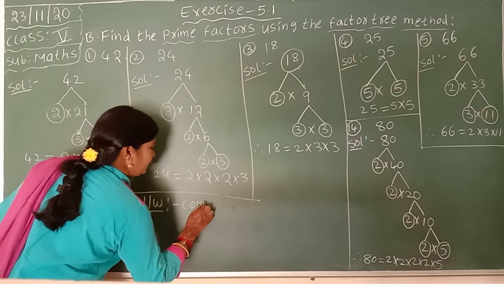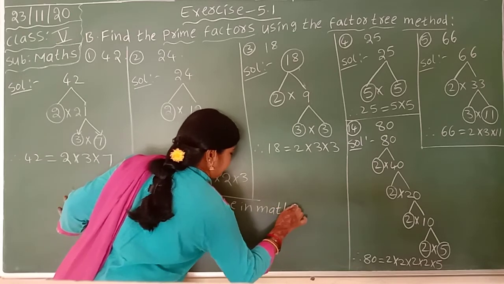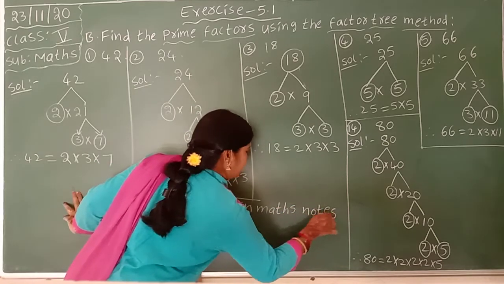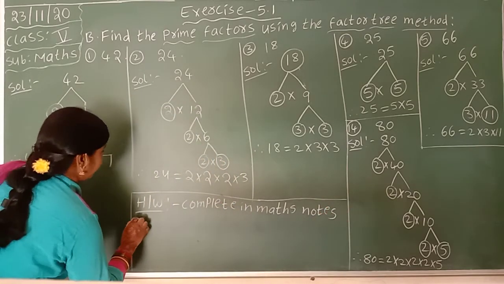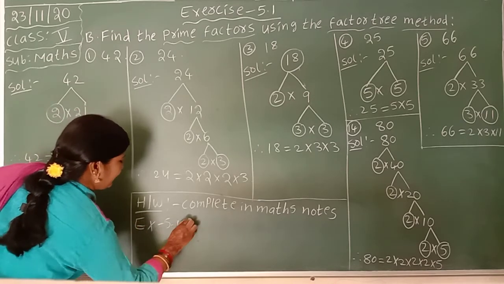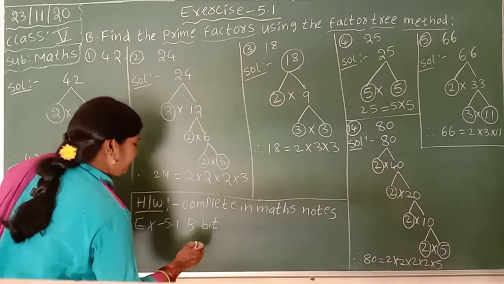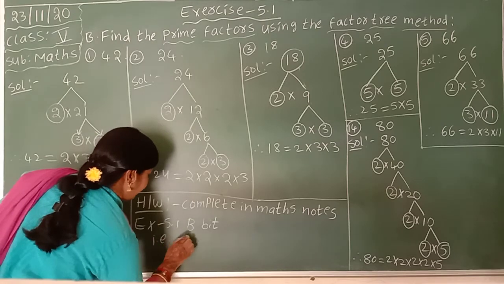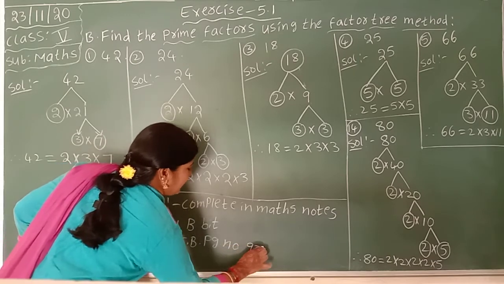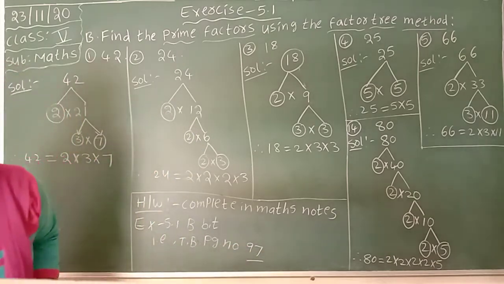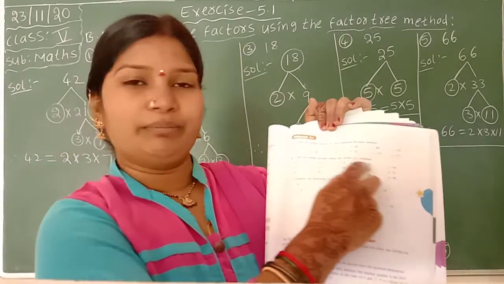This one you have to complete in your maths notes. Exercise 5.1 B bit, in the textbook. Page number 97. Once everyone opens the textbook to page number 97, children, Exercise 5.1 is there.